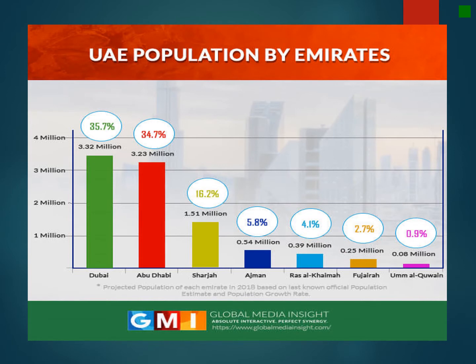UAE population by emirates. So in Dubai you have 35.7% people living, Abu Dhabi 34.7%, Sharjah 16.2%, Ajman 5.8%, Ras Al Khaimah 4.1%, Fujairah 2.7%, Al Quwain 0.9% only. Now looking at this, which emirate has the highest population? Dubai. Why? This is 35.7 and this is 34.7. So Dubai has the biggest population, or the highest population, in the UAE.